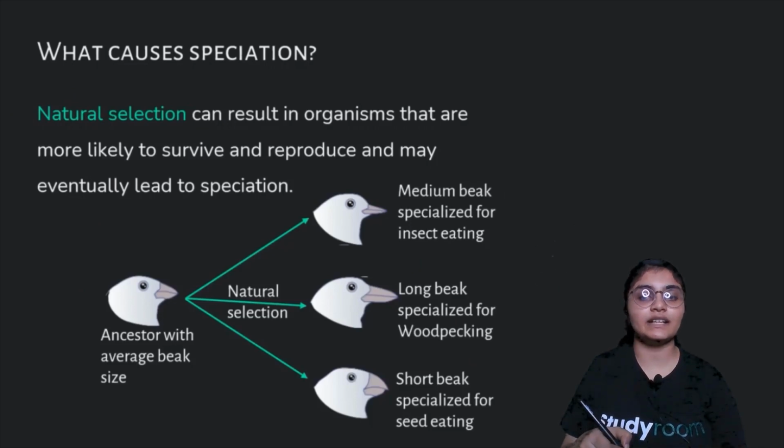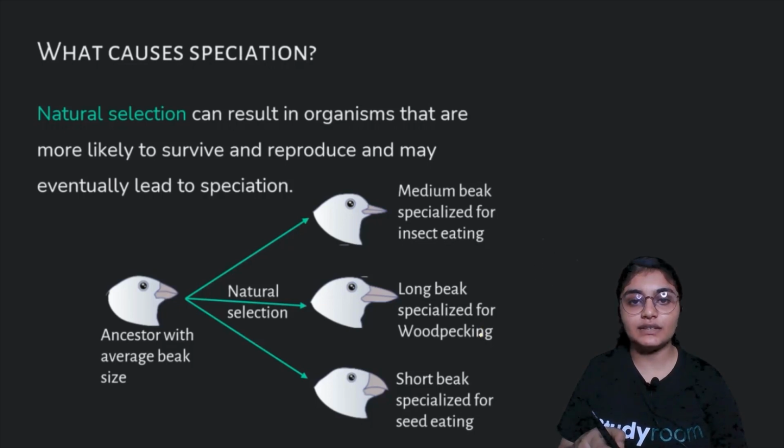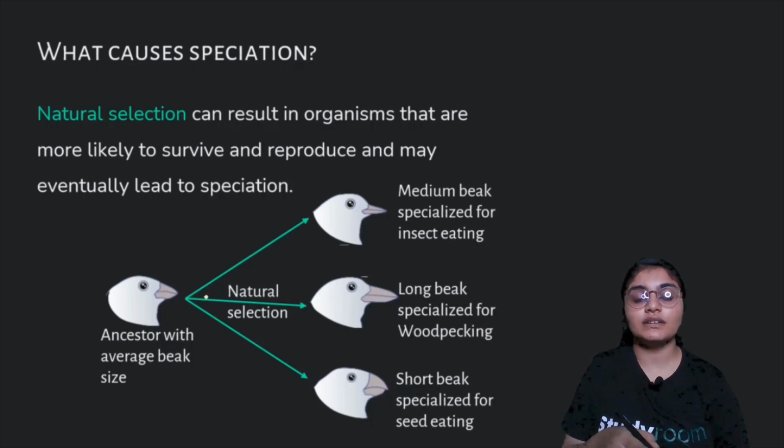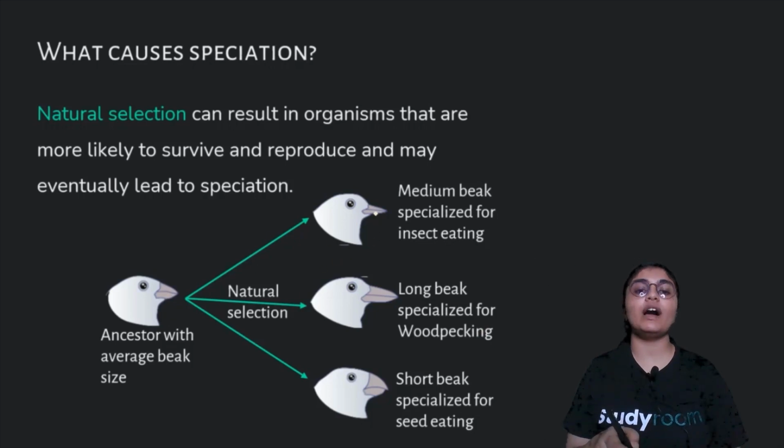The next factor is natural selection. Natural selection, as we all know, can result in organisms that are more likely to survive and reproduce, and may eventually lead to speciation, because the organisms need to develop new habits to cope with the adverse conditions of nature, and hence they develop new habits and new characteristics, due to which they form a new species.